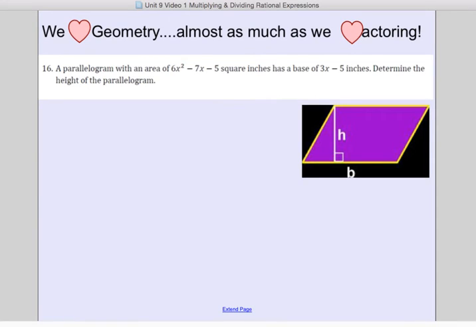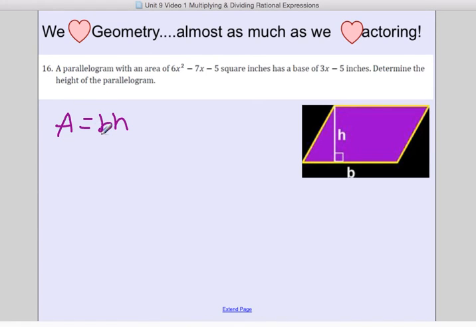All right, last one. We love geometry almost as much as we love factoring. Okay, a parallelogram with an area of 6x squared minus 7x minus 5 square inches has a base of 3x minus 5 inches. Determine the height of the parallelogram. Okay, first thing we need to remember is what is the area of a parallelogram? Area is equal to the base times the height. So we are trying to find the height.